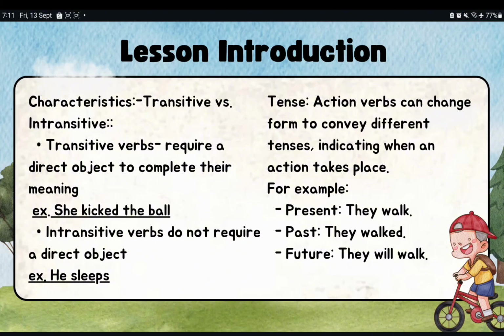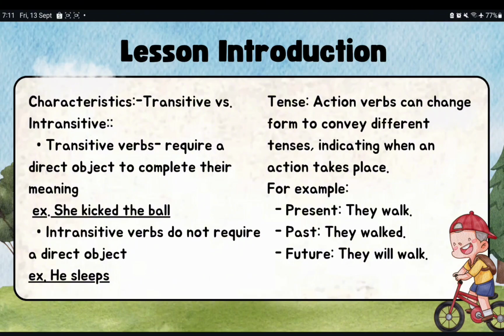Action verbs also have characteristics, transitive and intransitive verbs. Transitive verbs require a direct object to complete their meaning. Example, she kicked the ball. As we can see, the action verb here is kick. So she kicked the ball. Intransitive verbs do not require a direct object. Example, he sleeps. The action verb here is sleeps. So it does not require a direct object.